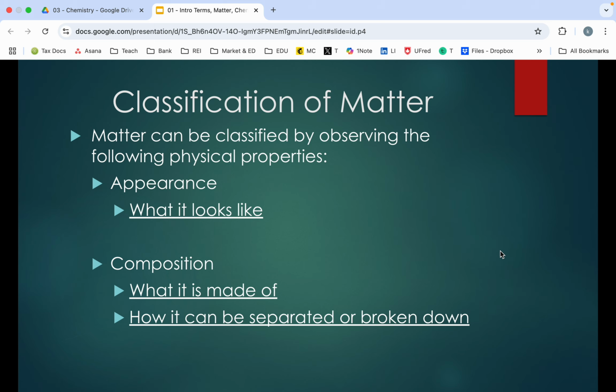Classifications of matter. We can look at the physical properties to classify matter. That would be things like appearance, which just means what it looks like. We can look at composition, so what it is actually made of, what makes it up. Can we separate it out into its parts, or can it be broken down easily?